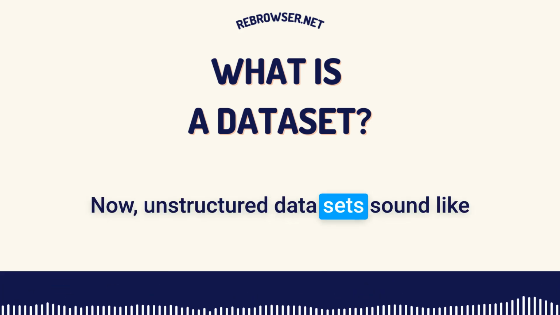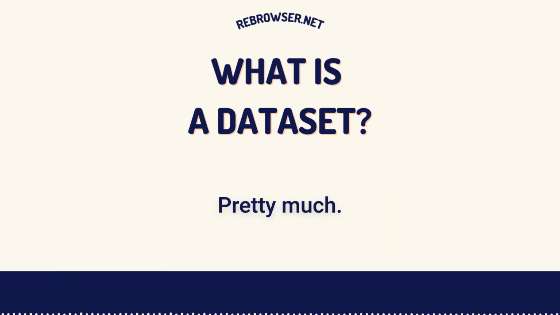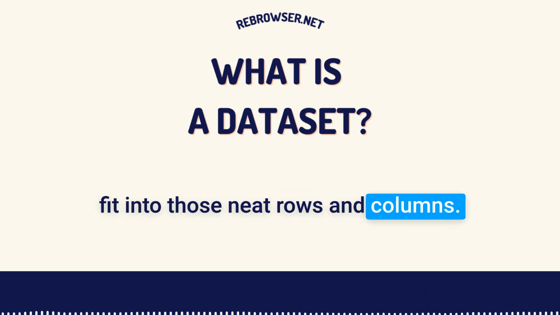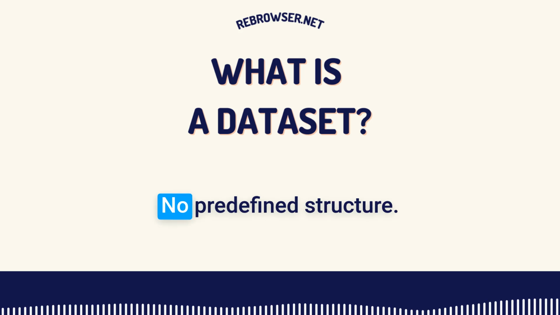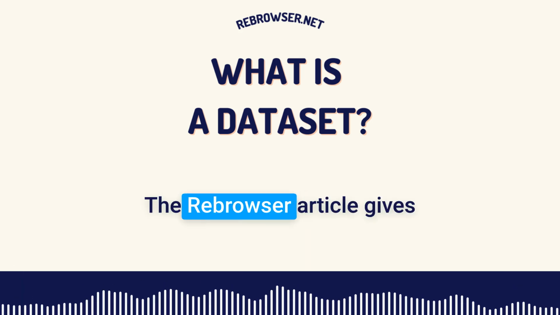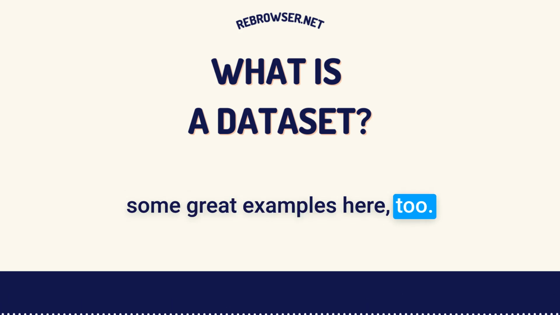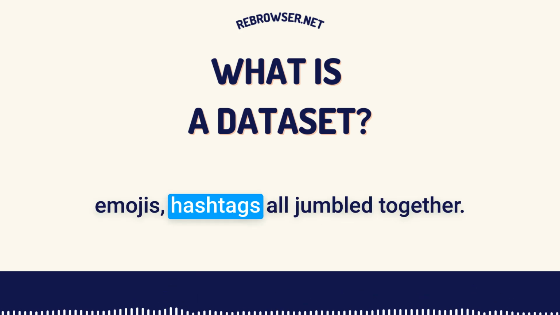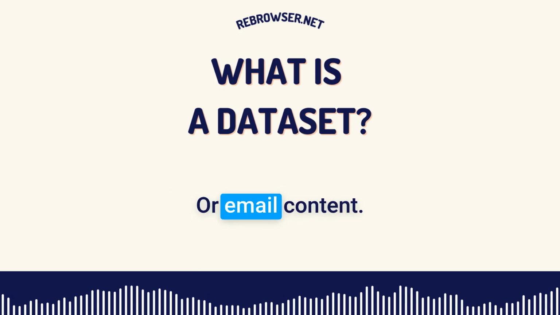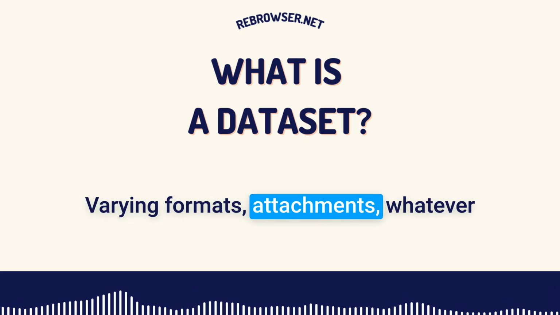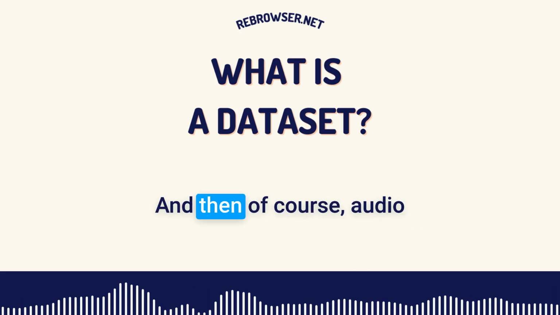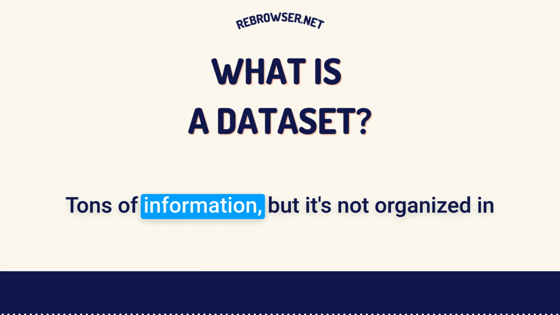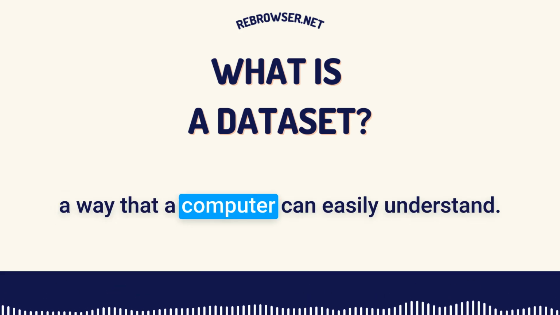Now, unstructured data sets sound like the opposite of that, like pure chaos. Pretty much. Unstructured data is all the stuff that doesn't fit into those neat rows and columns. It's more free-flowing, no predefined structure. The Rebrowser article gives some great examples here, too. Social media posts, for instance. You've got text, images, videos, emojis, hashtags all jumbled together. Or email content, varying formats, attachments, whatever people decide to throw in there. And then, of course, audio recordings, image files, videos, tons of information, but it's not organized in a way that a computer can easily understand.